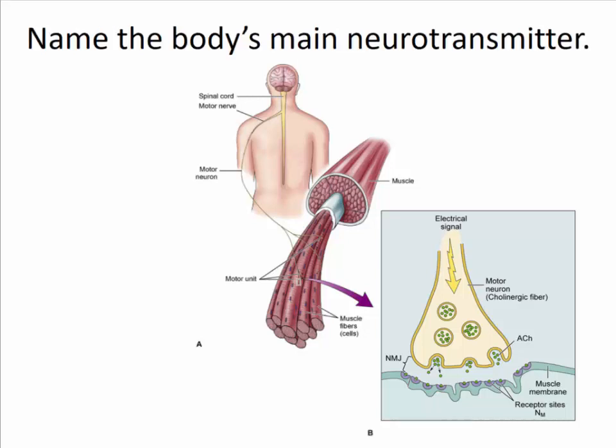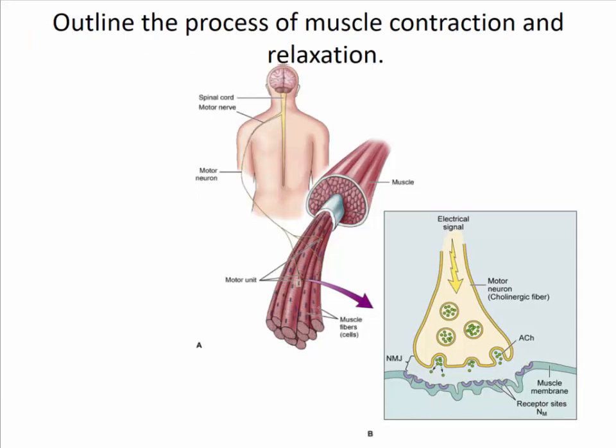So, what is the body's main neurotransmitter? Here we can see the neurotransmitter has ACH, but this is just a short form for acetylcholine, which is the main neurotransmitter of the body, bringing the signal from the motor neuron to the muscle cell. Once that signal goes over to the receptors found on the muscle cell, how does the muscle contract and relax?